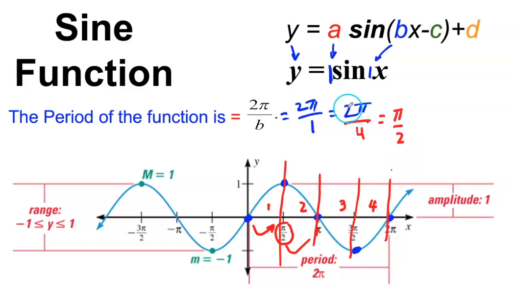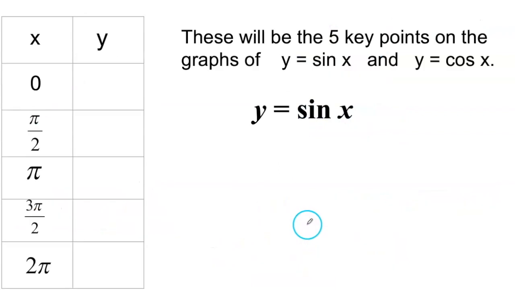So what I do is I find my period divided by 4. That will give me the first value. And then after that, I just add another pi over 2, another pi over 2, and another pi over 2. And that's how I get those critical points. Once I have the critical points, then I go to my graph. Or better yet, I go to my table values. 0, pi over 2, pi, 3 pi over 2, and 2 pi.